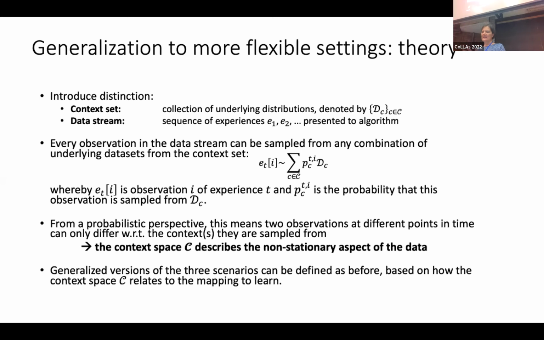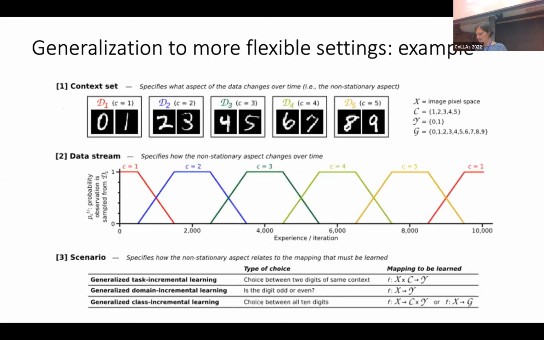And interestingly, even though this is a generalization, we can see that you can still have these three different scenarios, these three different mappings between inputs and outputs, as before. So here's an example, but for sake of time, I'll not go into detail, where we basically have overlapping distributions. And again, you can think of this in a task incremental, domain incremental, or class incremental setting.